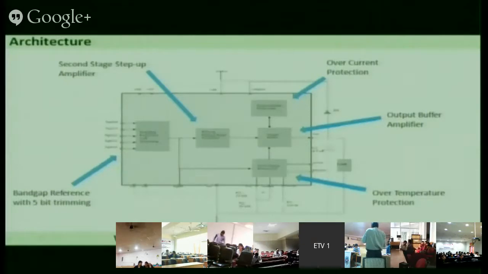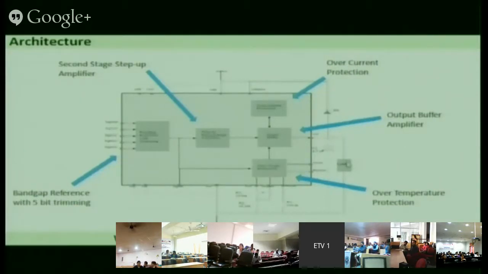Then once you have generated a fixed voltage, it is fed to an amplifier. There is a first stage of the amplifier here also, but here this is the second stage of the amplifier. Then this is the output stage, the third stage, which will give you the output. This is the output voltage pad, and this is the last stage. This is known as the output buffer amplifier also, or the third stage of the amplifier. So this is the output.